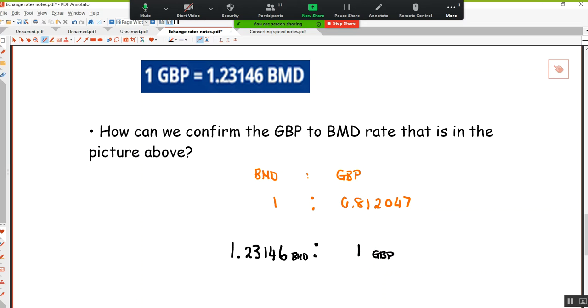Now, quick question, guys. Can we confirm that that is correct? And how would we do that? So we've still got our ratios, guys. We're still doing the same things. There's nothing really new here. Can we confirm that these numbers are correct? How would we do it?